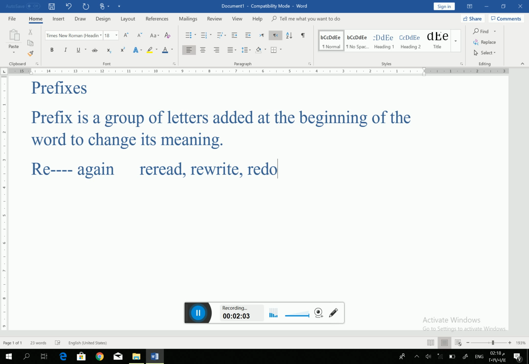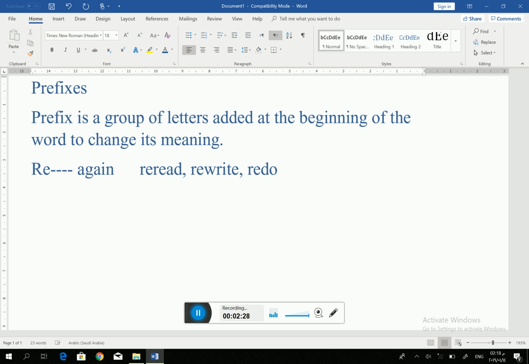So I read the story. When I finished my story, I liked it very much, so I reread the story. Or I write something, I want to correct it, so I start to rewrite it again. Reread, to read again. Rewrite, to write again. Redo, to do something again.